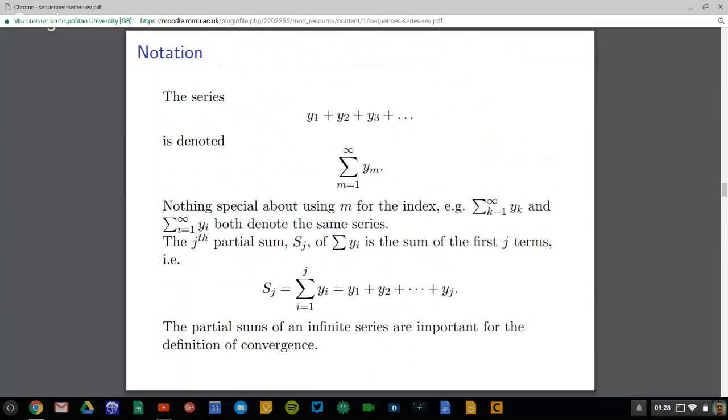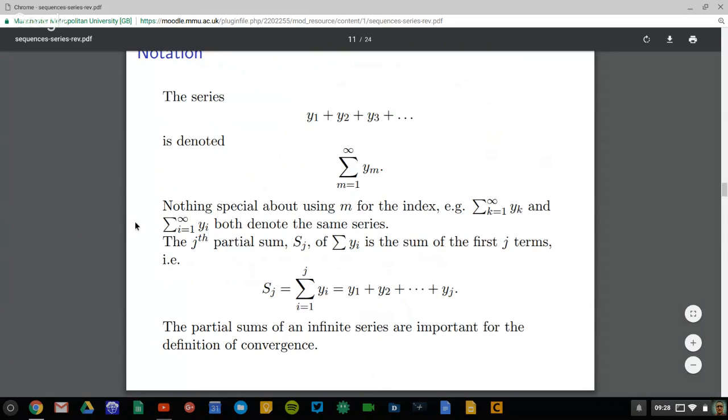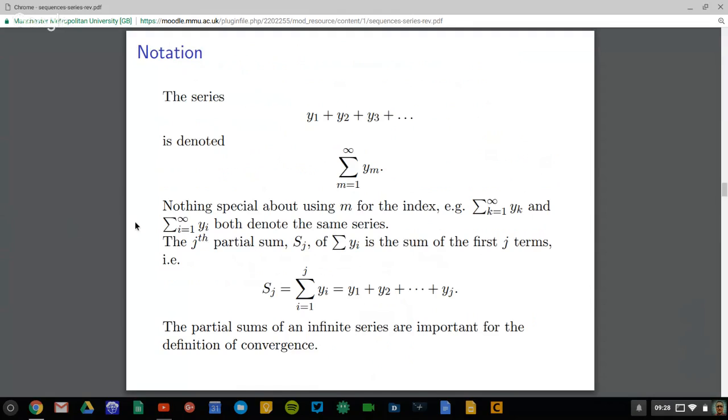We use the capital sigma notation, capital Greek letter sigma, to denote summation, and put subscripts and superscripts on it to denote the start and ending value of the index variable. So this unending infinite series is denoted by sigma m equals 1 to infinity of ym.